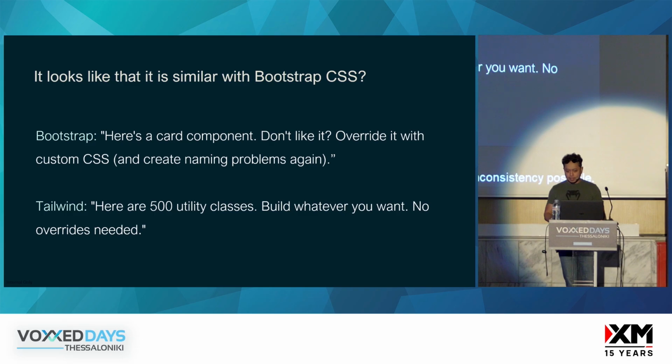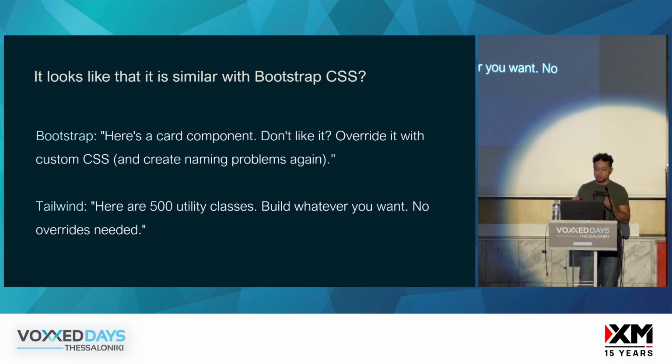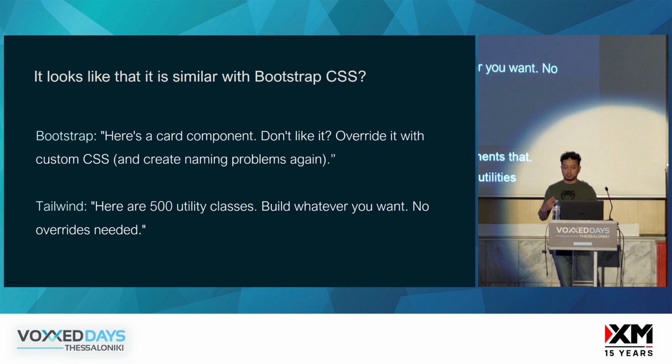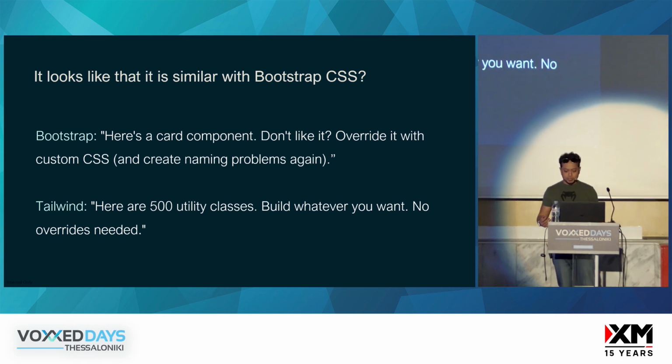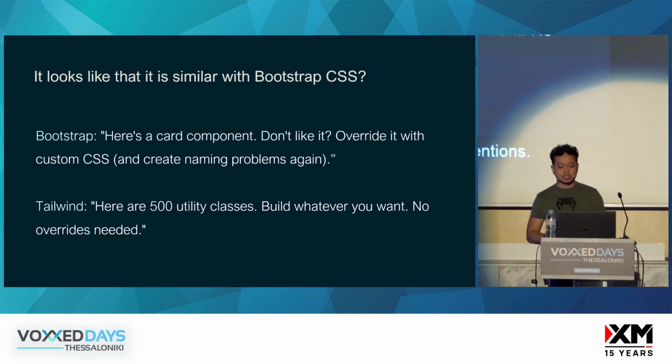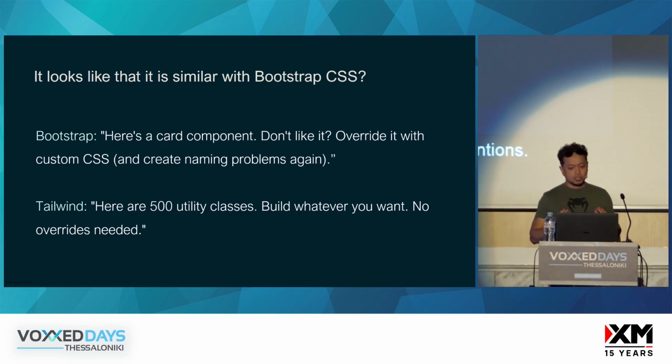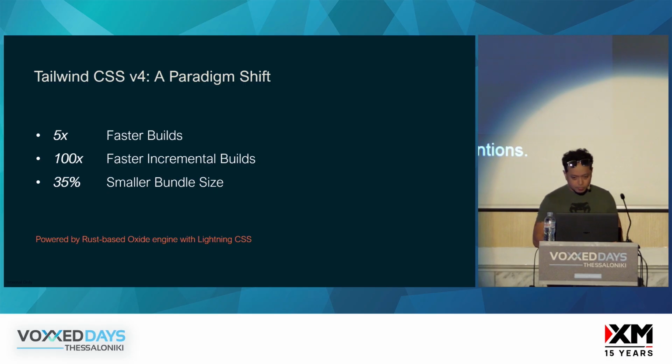It looks similar to Bootstrap, but actually it's not. Bootstrap gives you pre-built components that you customize by fighting against them, while Tailwind gives you utilities to build exactly what you want from scratch. That's why Tailwind eliminates naming conventions. You're not creating new CSS classes, just combining existing utilities.